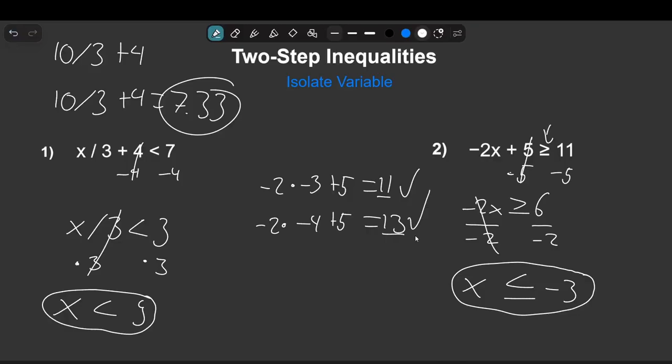So this was basically the video, guys, on how to solve two-step inequalities, using this simple method where we isolate the variable with 2 steps or 3 steps and get to our final answer.